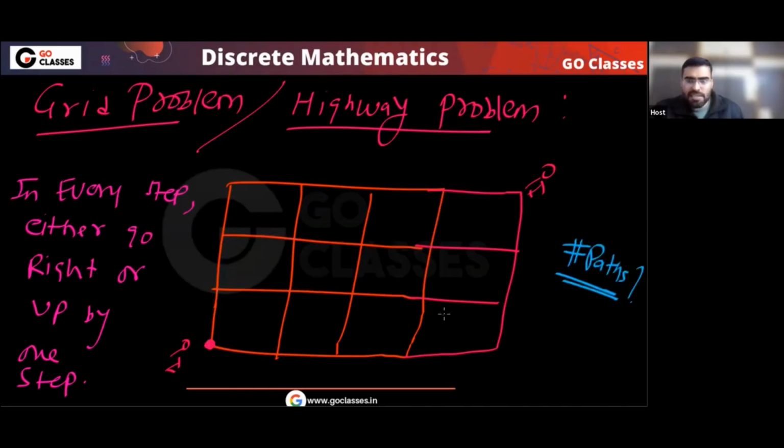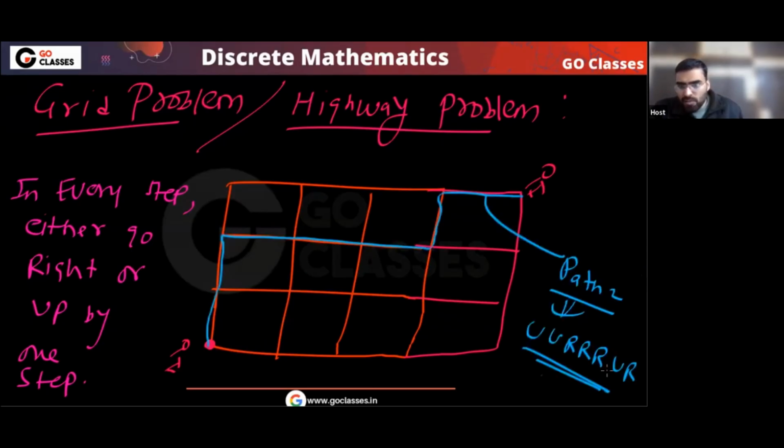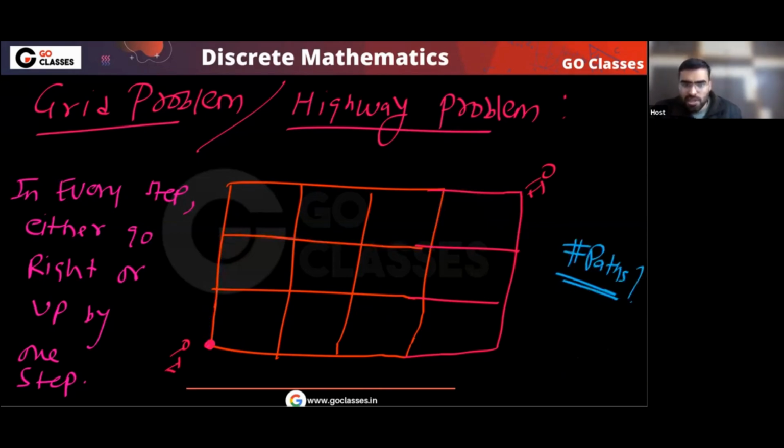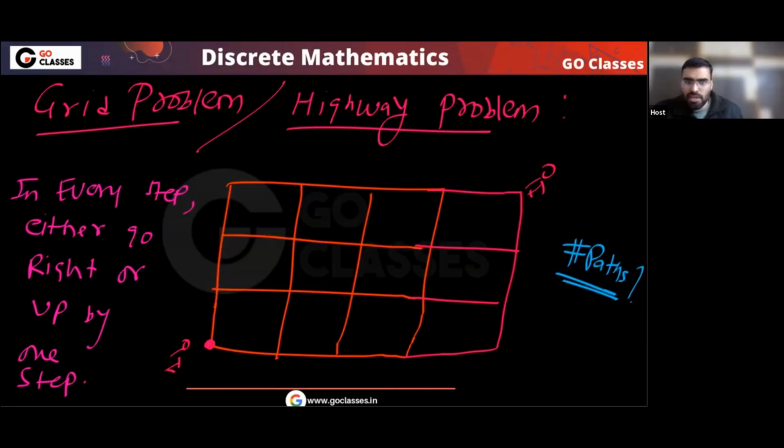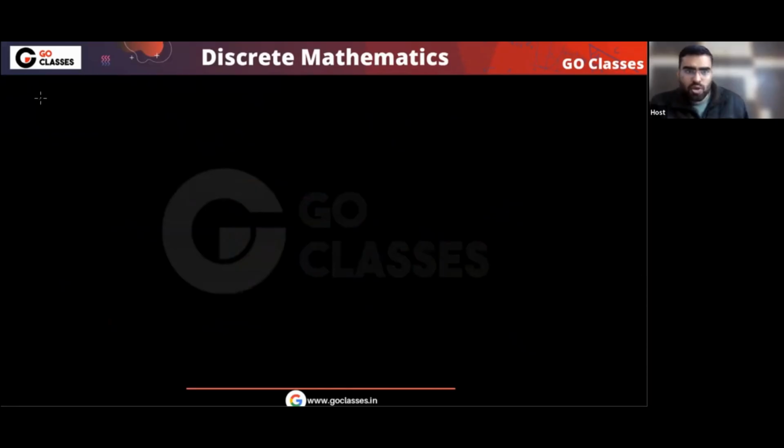Similarly, whatever path you take, for that path, how many sequences of this type will you get? Is it possible that you can get more than one sequence for the same path? It is never possible, right? Whatever path you take, for every path you will get exactly one sequence of U and R. So this is the first observation.